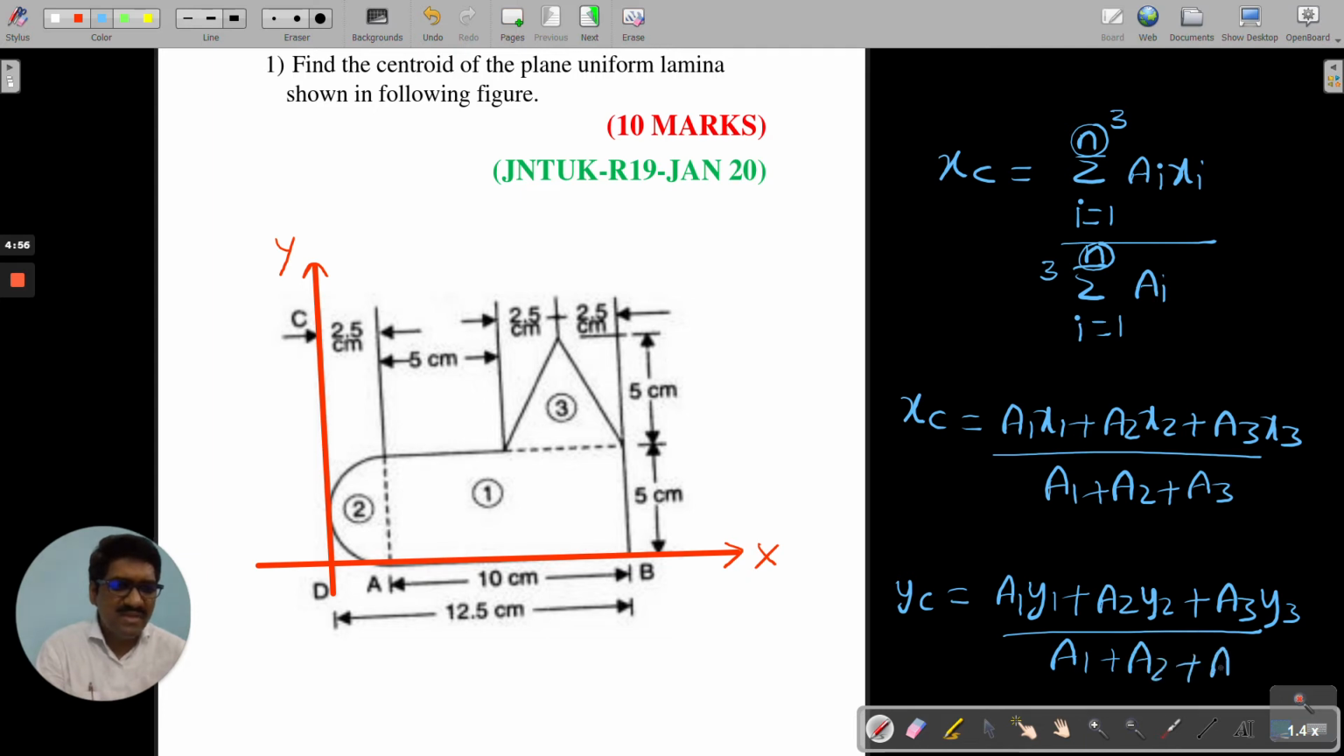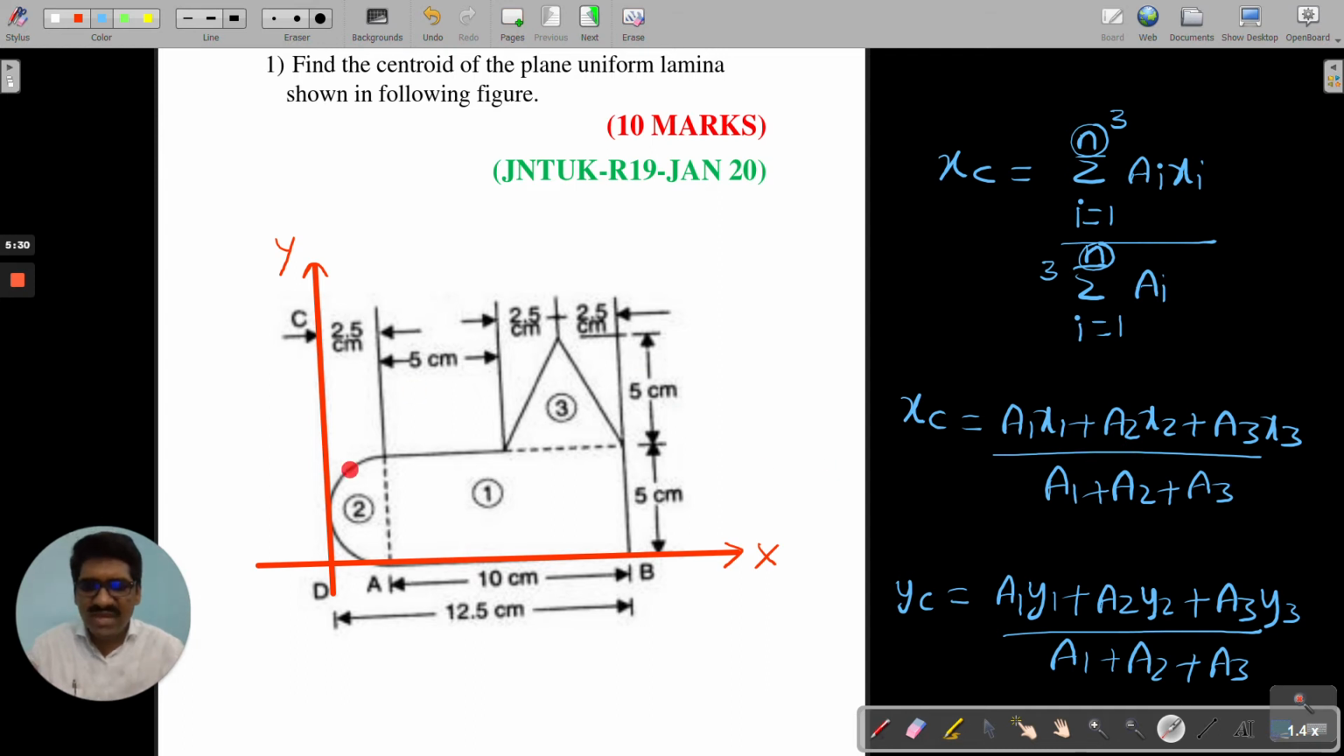You may have a doubt: Sir, why are you taking plus plus? Because here we are adding all the areas. Sometimes in the examination we need to subtract the areas, in which case we go for something like A1 minus A2 minus A3. In the next hours I will go through a problem involving a composite area where we determine the centroid by subtraction of areas.